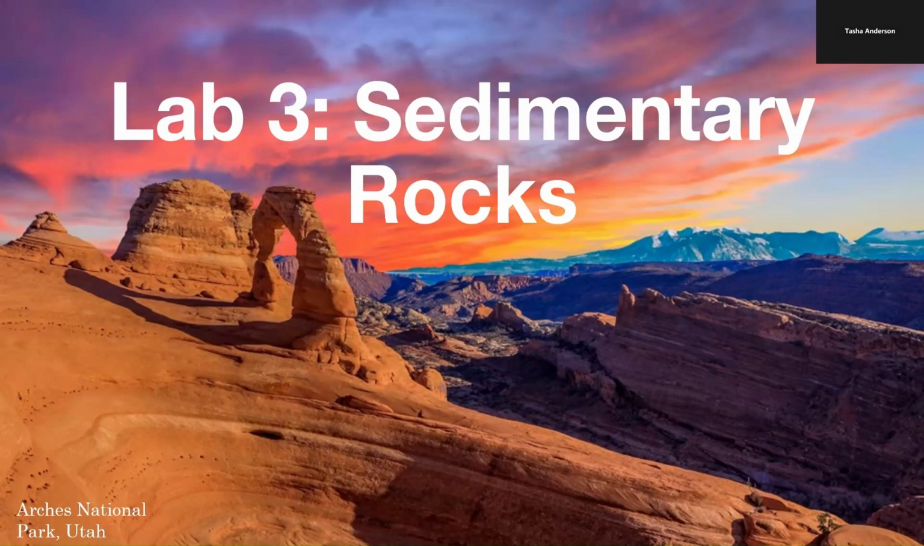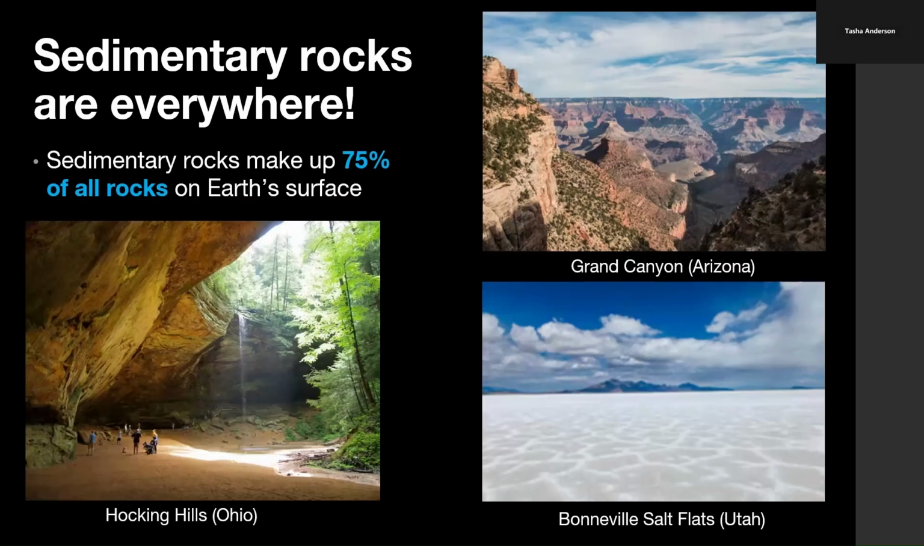Today we're diving into sedimentary rocks, their types, how they form, and what they can tell us about Earth's history. Sedimentary rocks cover about 75% of Earth's surface. You've seen them in iconic places like the Grand Canyon, Hocking Hills, and the Bonneville Salt Flats. These rocks record environments from deserts to rivers to oceans.